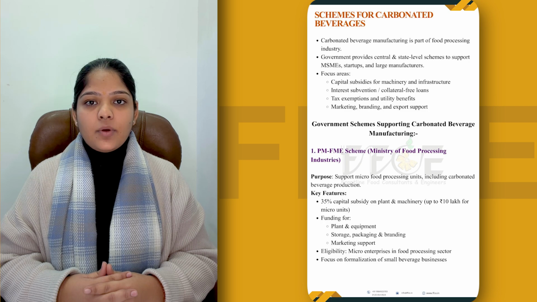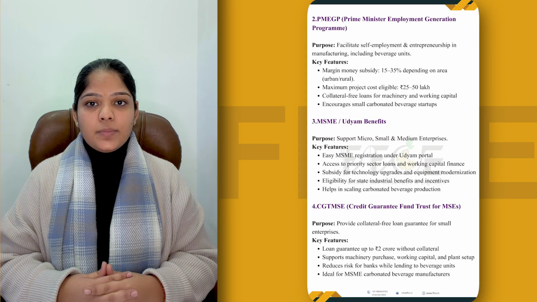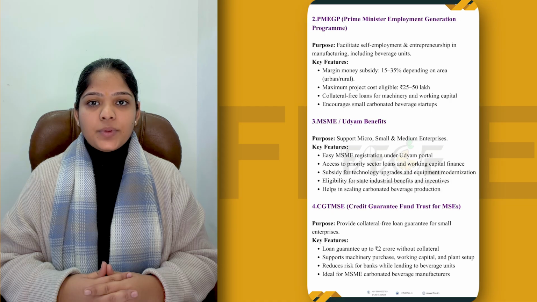PMFME is generally for micro beverage units. Support they provide are 35% subsidy on machinery up to 10 lakh, packaging, branding, and marketing support, training and registration. PMEGP is for new small beverage startups. They provide 15 to 35% margin money subsidy, loan subsidy for new units, project cost up to Rs 50 lakh. MSME Udyam is for micro and medium units; support they provide are easier bank loans, priority sector lending, technology upgradation benefits.